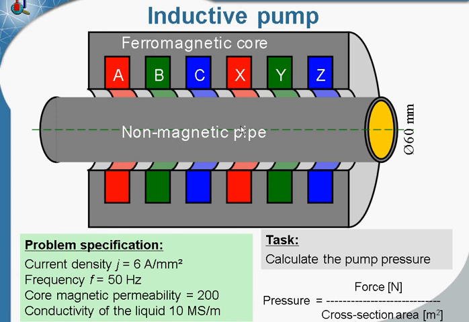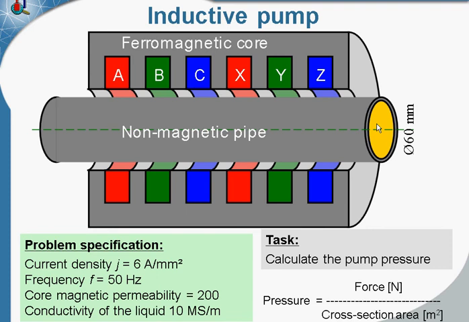The construction is similar to the linear motor. We have the ferromagnetic stator, three-phase winding to produce traveling magnetic field. Instead of the rotor, we have a pipe with a conducting liquid inside. Our task is to calculate the force acting on the liquid and the joule heat in liquid.